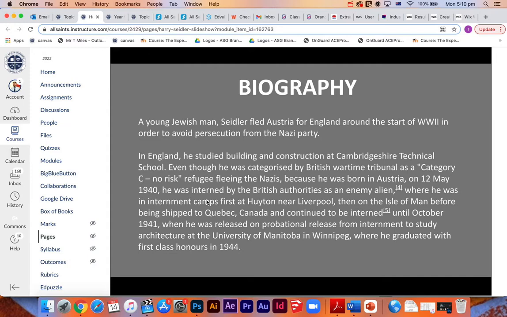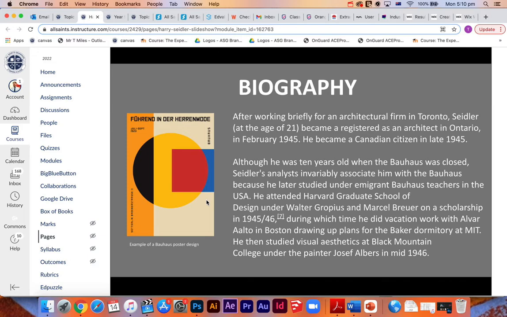So there's some important stuff here. He did work at a couple of different places, especially in Canada. And this paragraph's important.